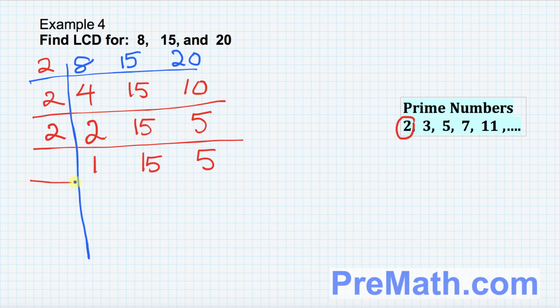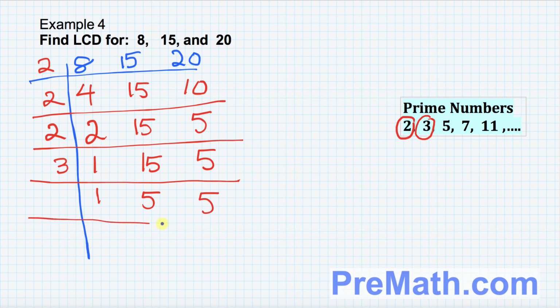So let's move on to the next smallest. Next number is what? Prime number 3. And we can see that 3 goes into 15. So I'm going to put down 3 over here. 3 doesn't go into 1, so leave it like this. 3 goes into 15, what? 5. 3 doesn't go into 5, just leave it like this.